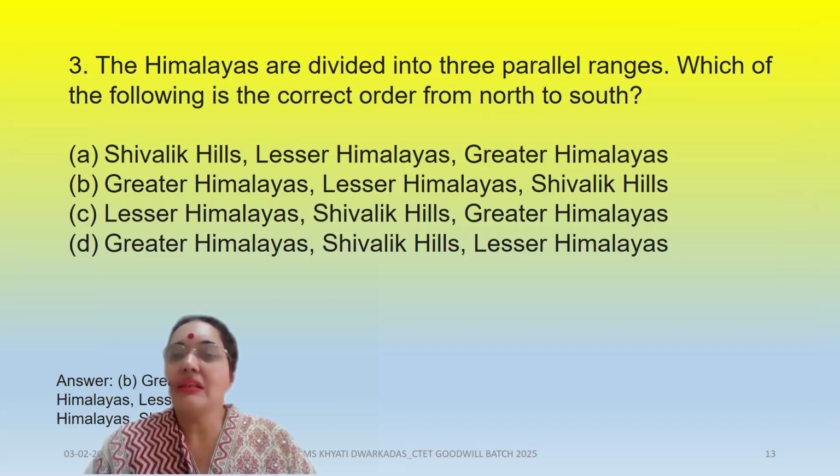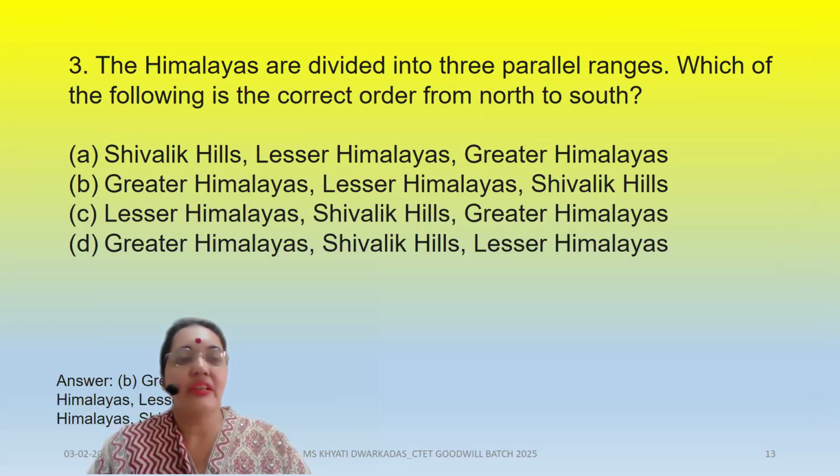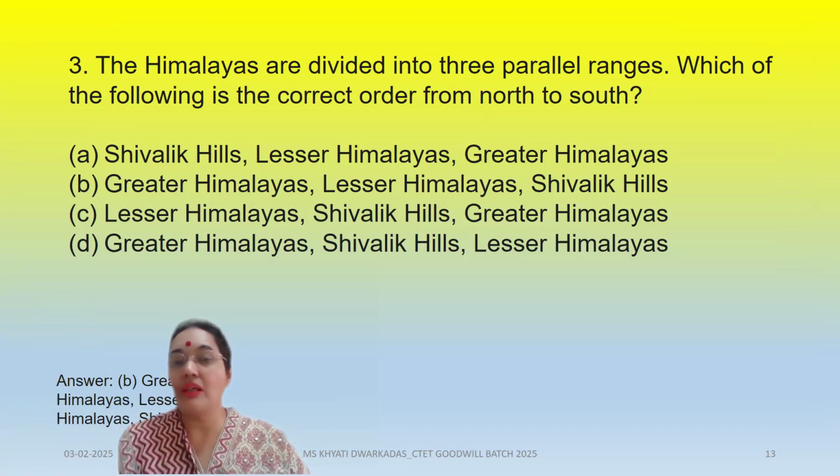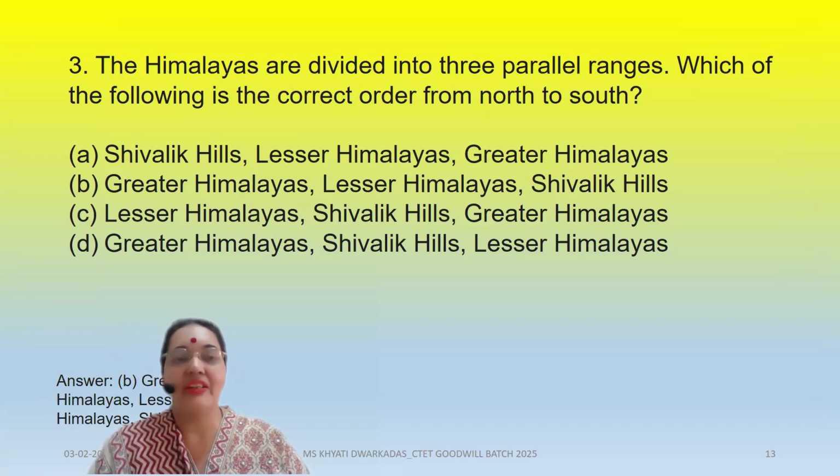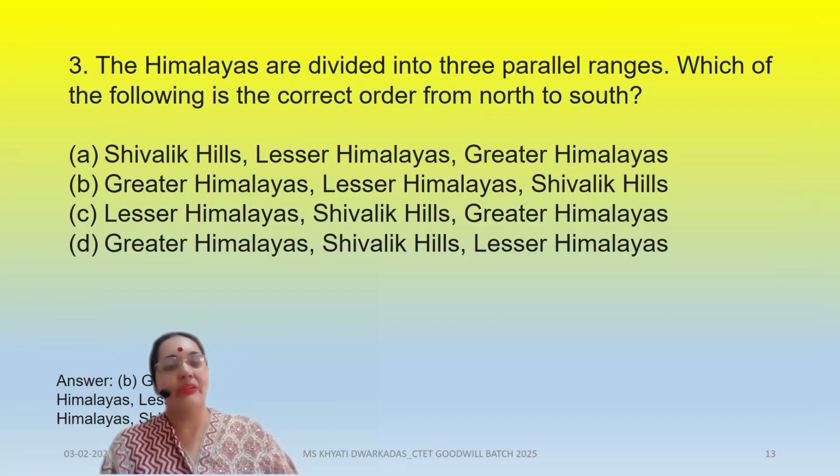Now the Himalayas are divided into three parallel ranges. Which of the following is the correct order from north to south? Arrange the Himalayas in order from the topmost range to the bottommost range. Which order is correct?